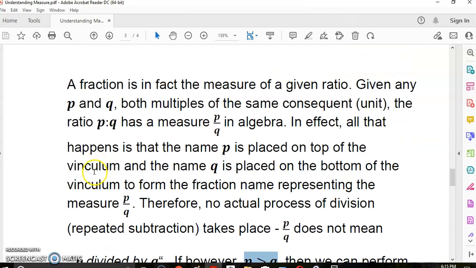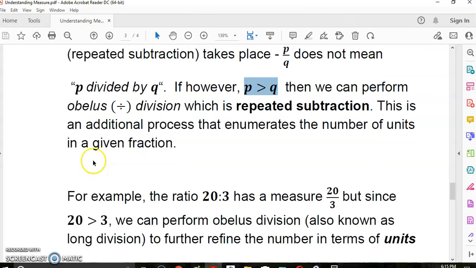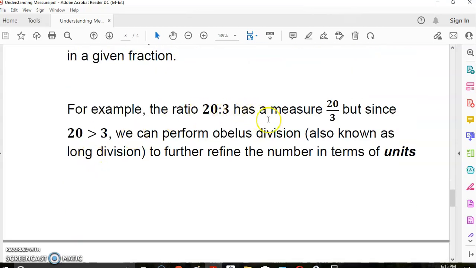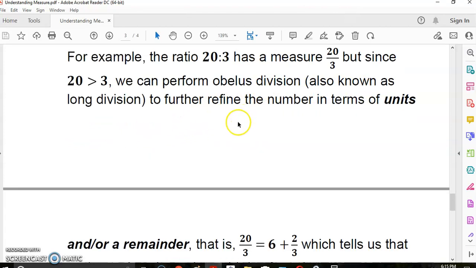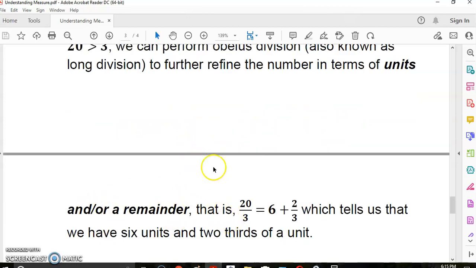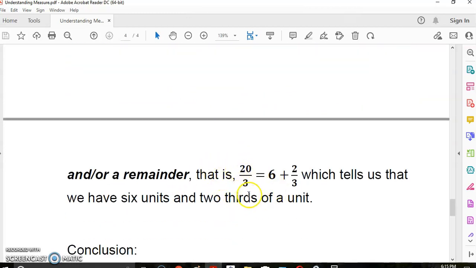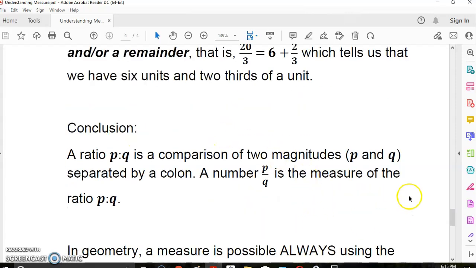Okay, and so, for example, the ratio 20 to 3 has a measure 20 over 3, but since 20 is greater than 3, we can perform obelisk division, also known as long division, to further refine the number in terms of units and or a remainder. That is, 20 over 3 is equal to 6 units and 2/3, okay? And that's pretty much what is the difference between a ratio and a number.